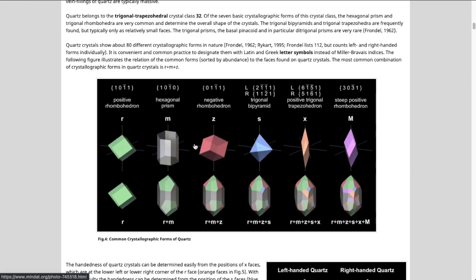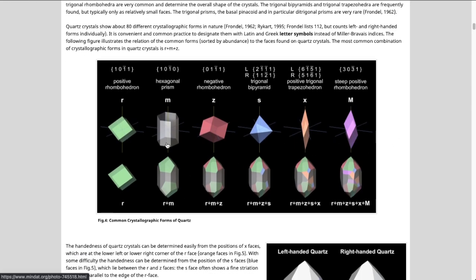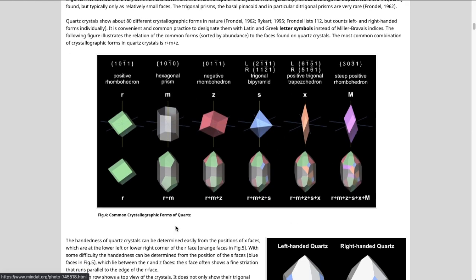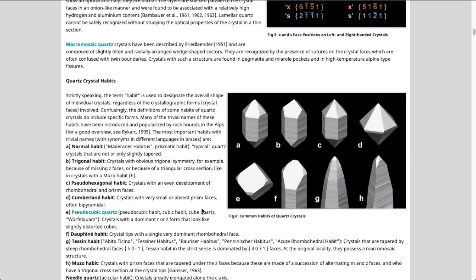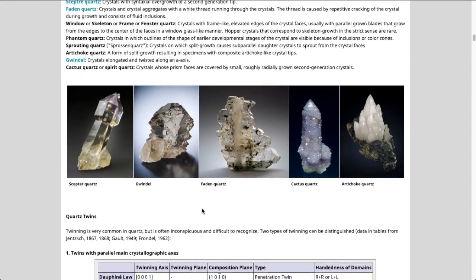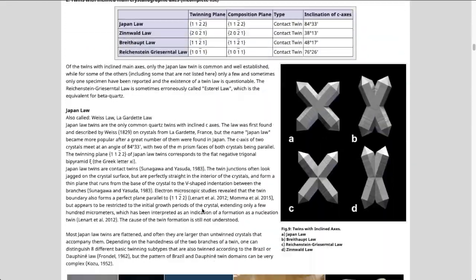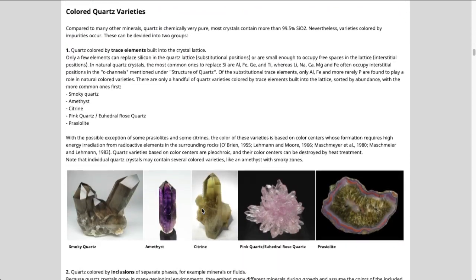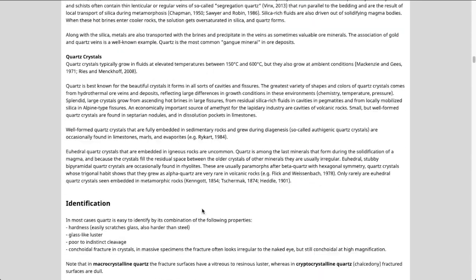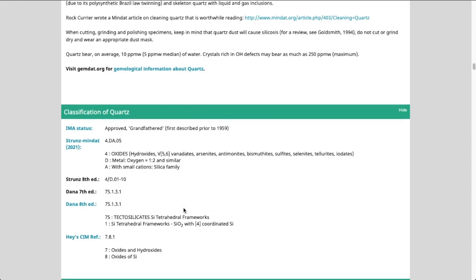So here is an example showing how quartz has got trigonal symmetry. We'll talk about that another time, but essentially it's threefold symmetry, and this shows how these different elements of the trigonal symmetry can combine together to form this classic quartz crystal shape. And more pictures showing different examples of forms, and twinning, and different varieties, and so on.